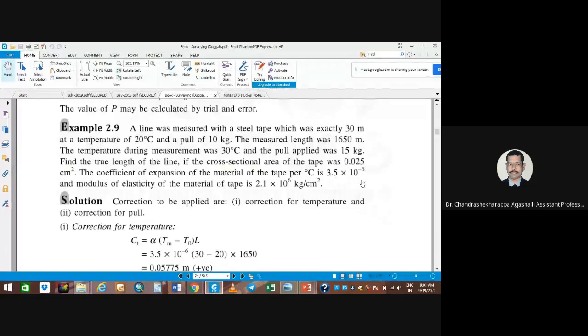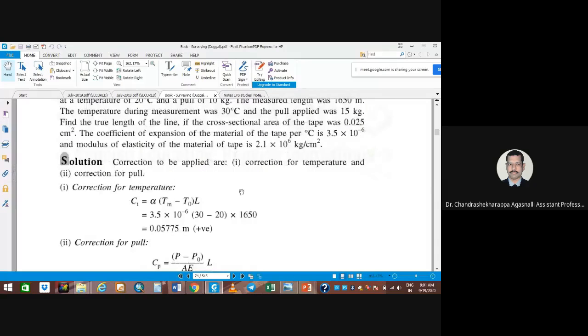That is 3.5 into 10 to the power of minus 6, and the modulus of elasticity of the tape is 2.1 into 10 to the power of 6 kg per square centimeter. How are we going to apply the corrections? There are two types: correction for temperature and correction for pull.